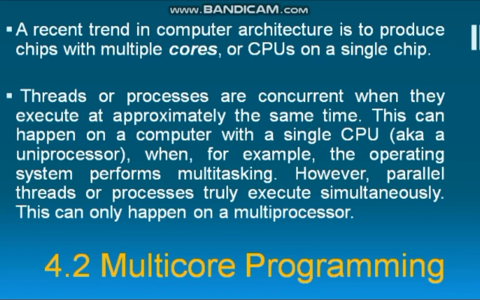This can happen on a computer with a single CPU, for example, if the operating system performs multitasking. However, parallel threads or processes truly execute simultaneously. This can only happen on a multiprocessor. So in this part, we're going to discuss concurrent execution on a single core system in multiprogramming, and parallel execution on a multi-core system.